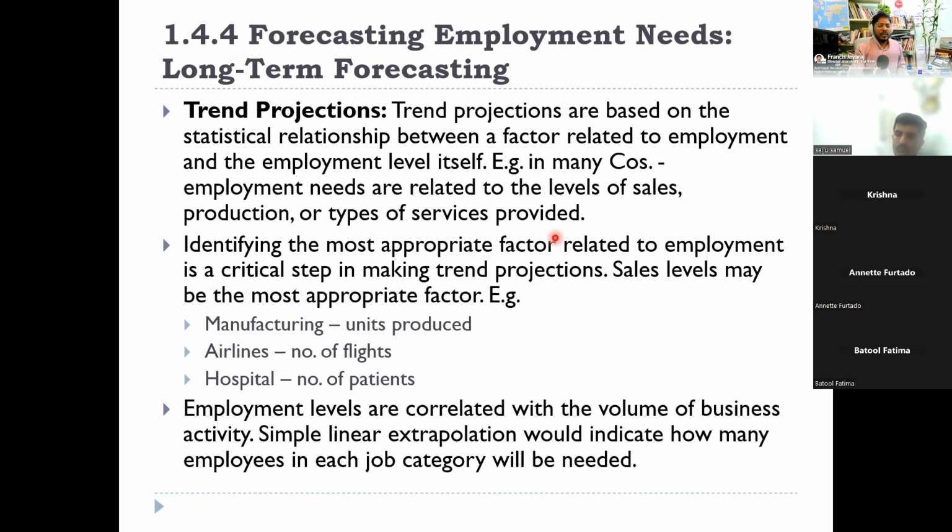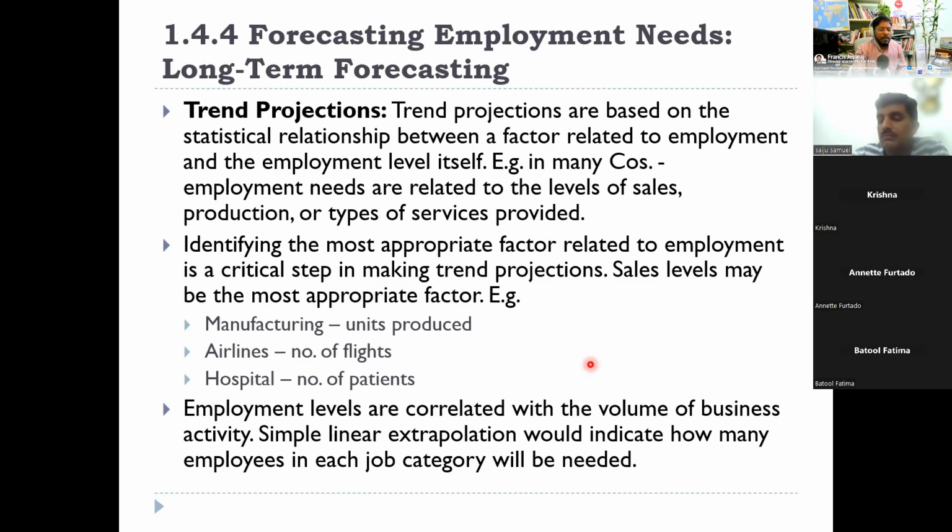I agree, no? For example, you are visiting many gas stations in Kuwait. In the peak hours, the stations are very, very tight, because too many customers are frequenting. There you may have many salesmen and cashiers attending; in one station itself, 2 or 3 people will be there, 2 boys, you would have noticed, right? They attend multiple customers, so it's based on the demand. So identifying the most appropriate factor related to employment is a very critical step in making trend projections. Sales levels may be the most appropriate factor.